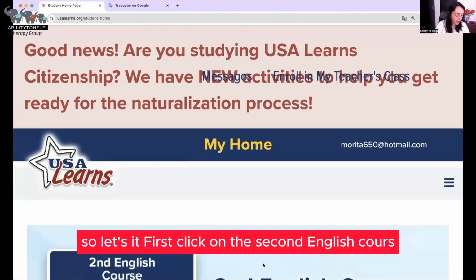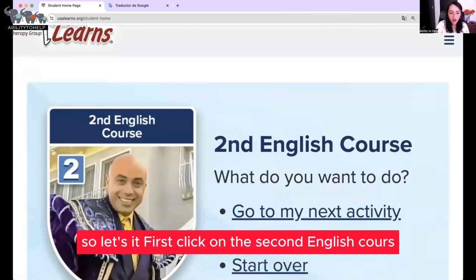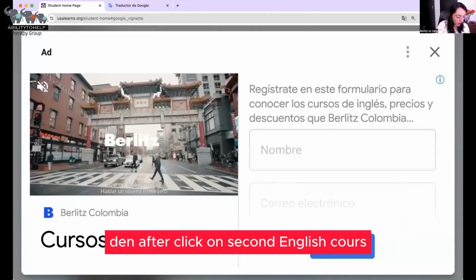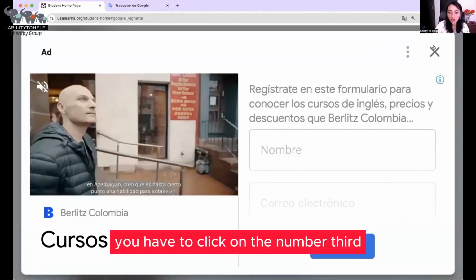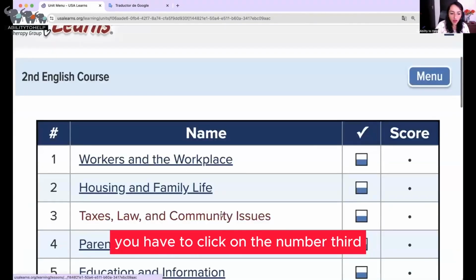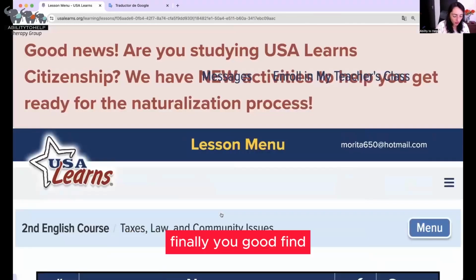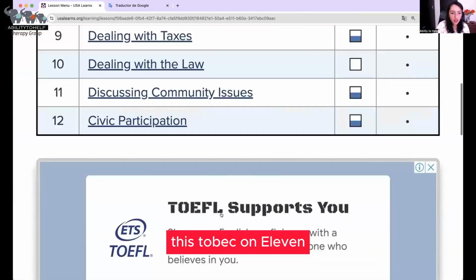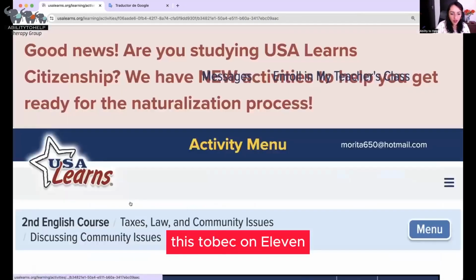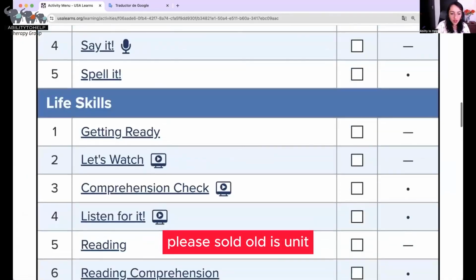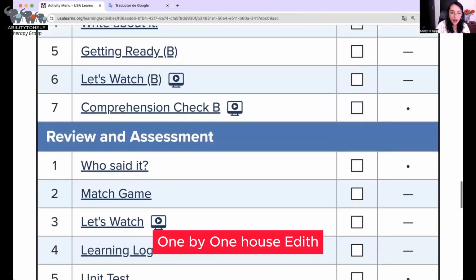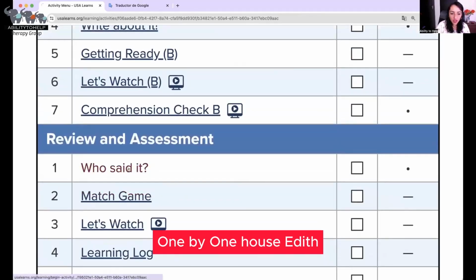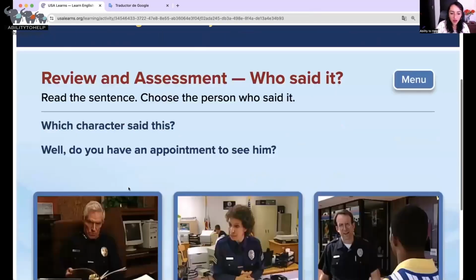So let's see. First, click on the second English course. Then, after you click on second English course, you have to click on the number three. Finally, you could find this topic on 11. Please solve all this unit one by one. It's an interesting one. Look at this.